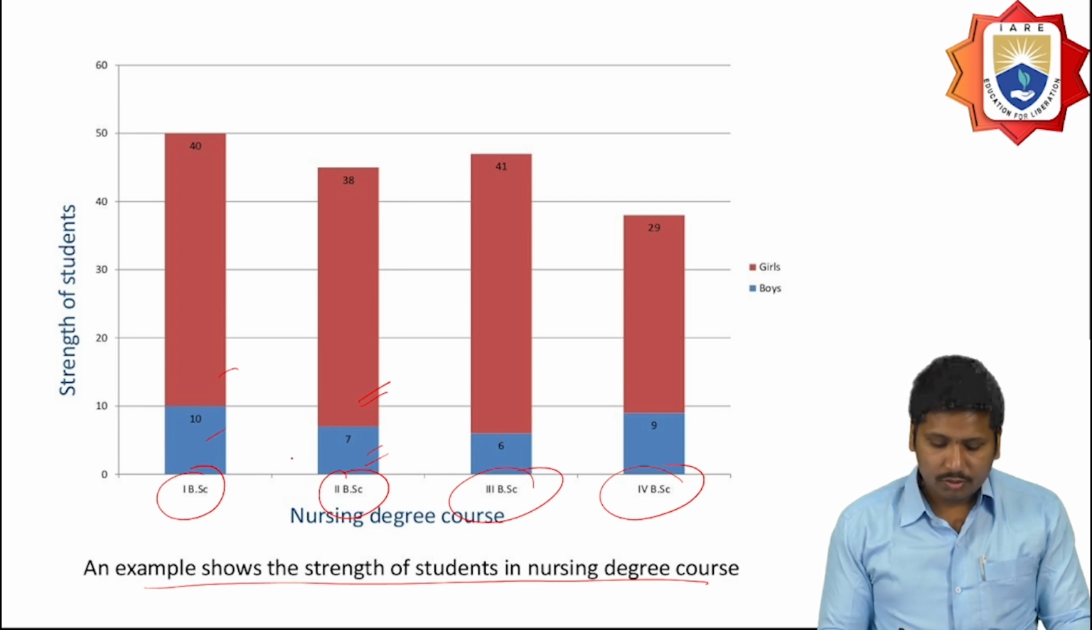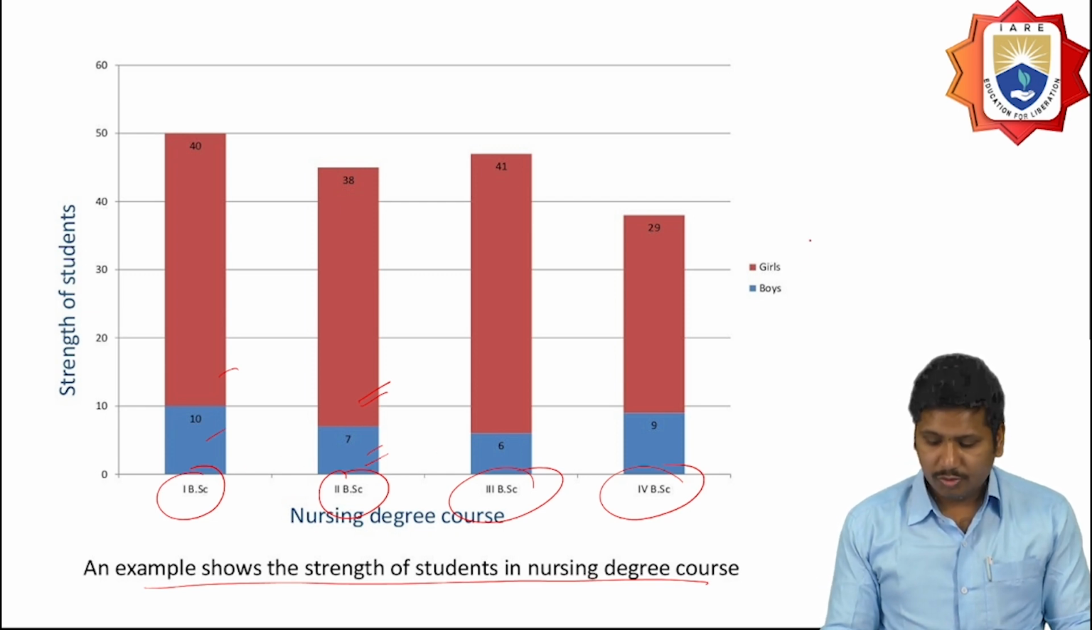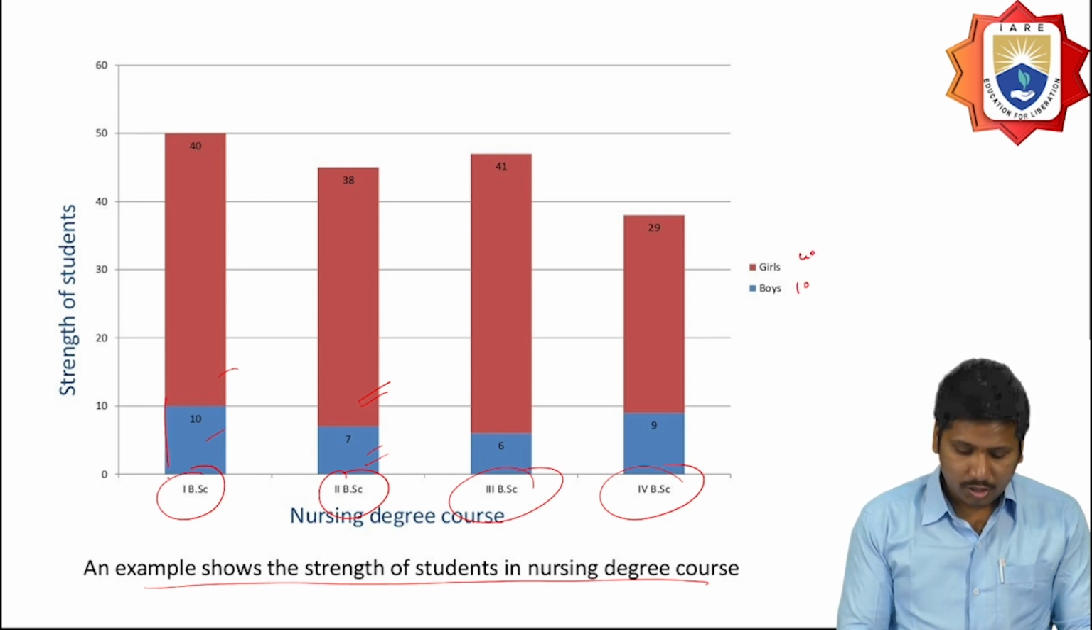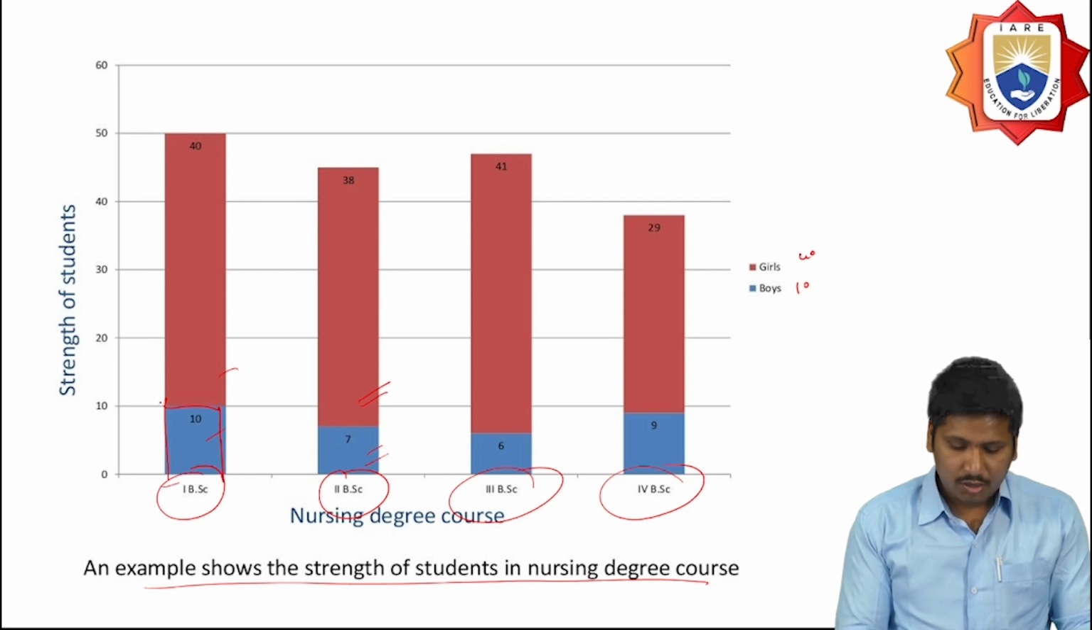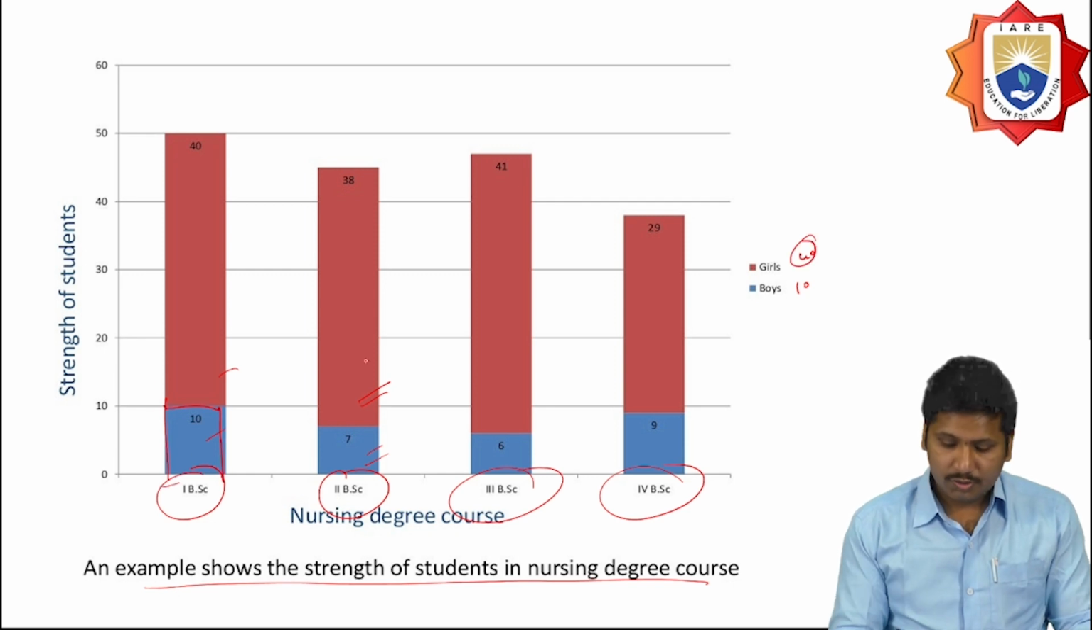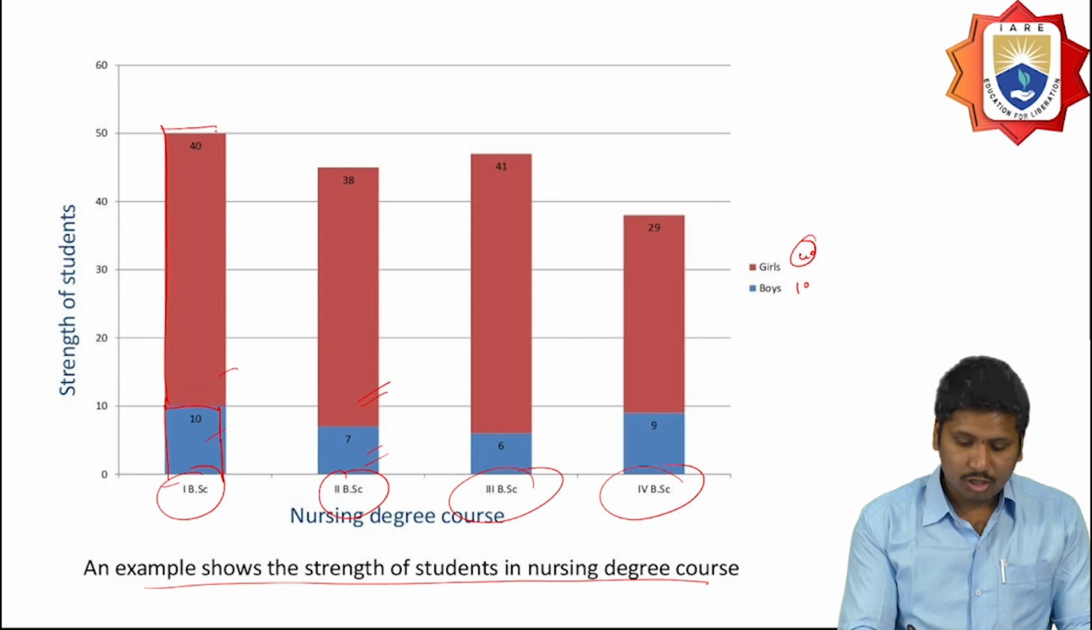So what will happen? Suppose in first BSc the number of boys will be 10 and the girls will be 40. So first make a bar diagram. The first one is 10, and from there plus 40 is drawn. So the total number of students should be 50 in the first BSc.